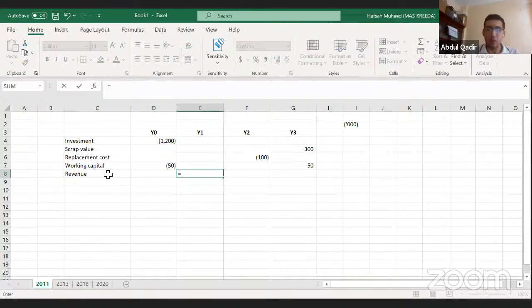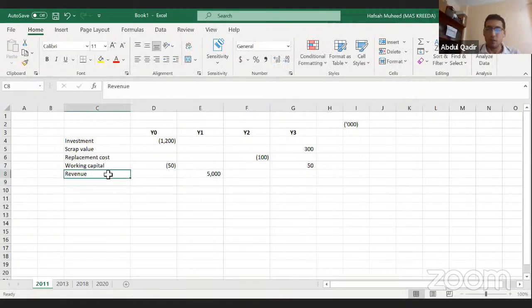Right? You will earn from year 1 onwards. How much is that? 50 units into basically 100,000. Right? So that's 5,000 and you will be earning that throughout all 3 years. They haven't given different quantities in different years. They haven't done that. 50 units every year.